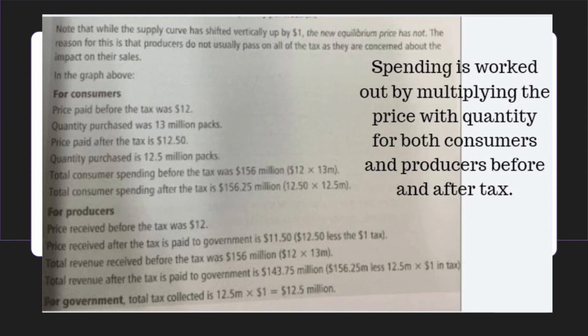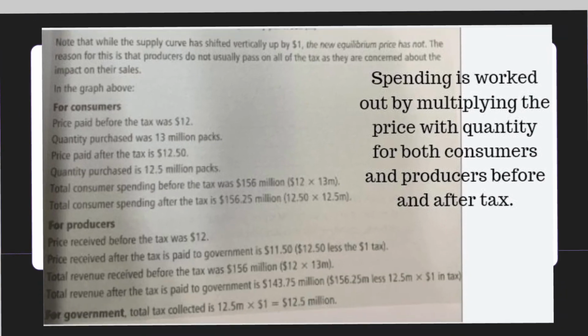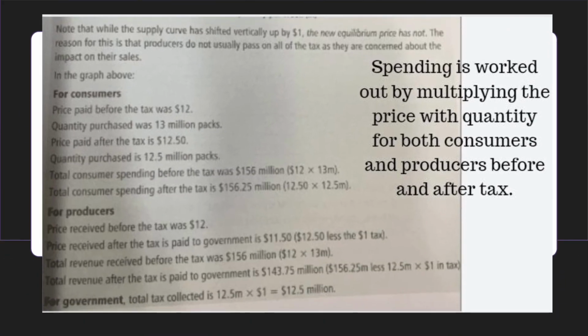For the producers, the price received before the tax was $12. So again, go back to the graph, have a look at the original prices. So it's exactly the same for the original point. So 12 and 13, that was our equilibrium point. After the tax though, the producers only received $11.50 because remember there was a $1 tax, consumers paid $12.50, so producers received $11.50. And if we worked out their revenue, $12, which was the original, times 13 million quantity, original, same as consumers because they haven't changed, 156 million.